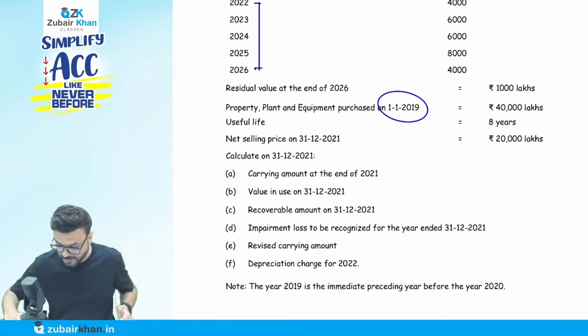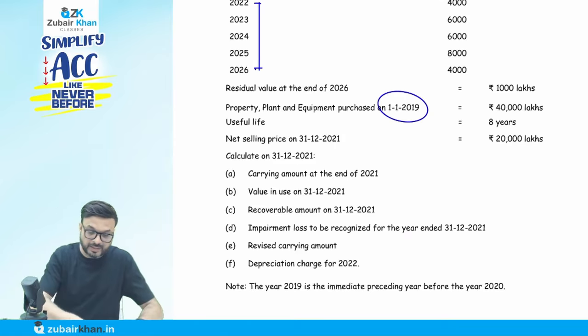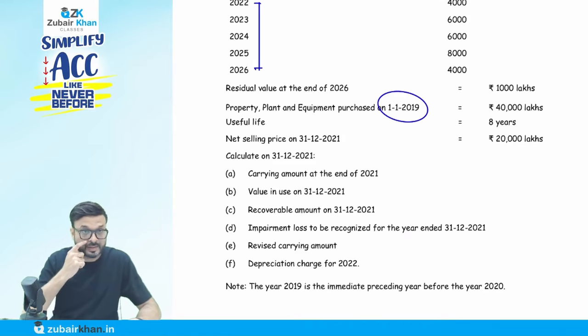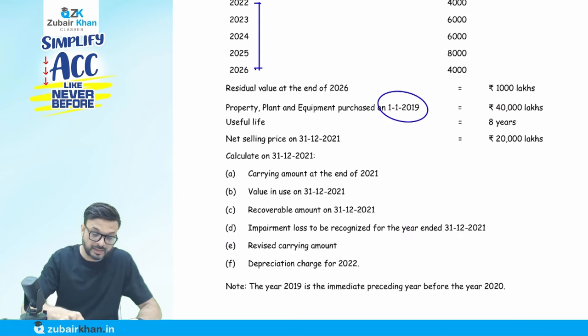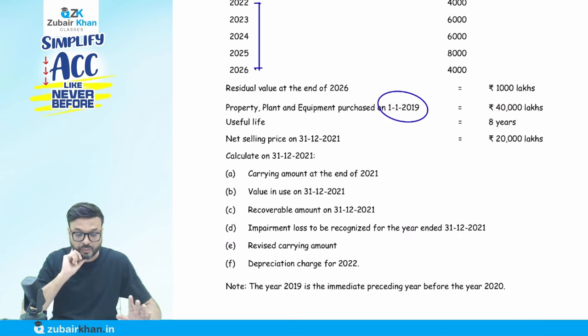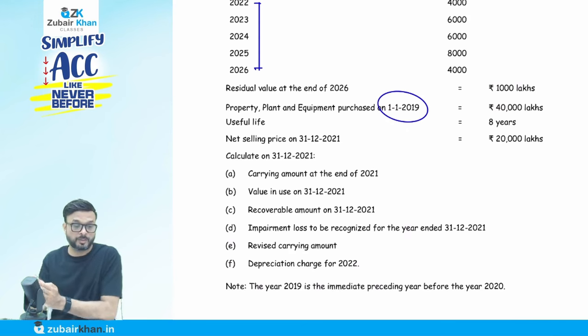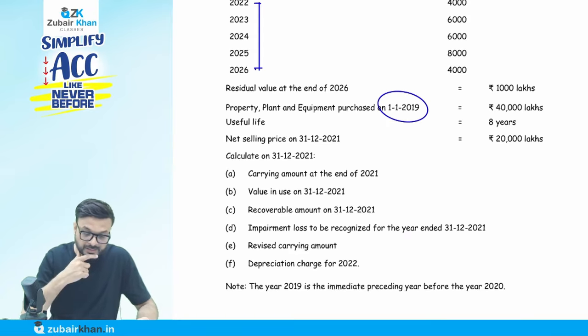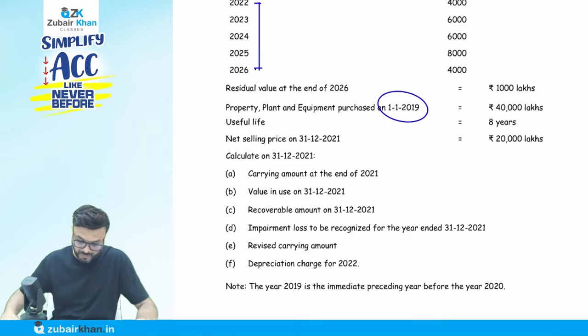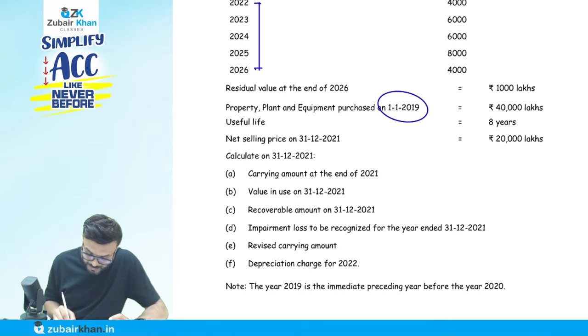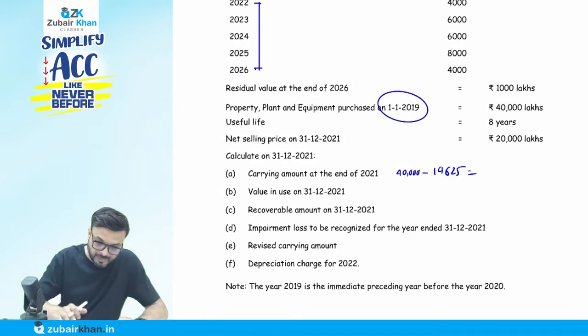Okay, very simple. 40,000 in the calculator, minus the residual value of 1,000, it is 39,000, divided by 8. So one year depreciation is 4,875, multiplied by 3 years, 2019, 20 and 21. Multiplying by 3 comes to 14,625. So here the book value is 40,000 minus depreciation of 3 years 14,625. How much does it come to?